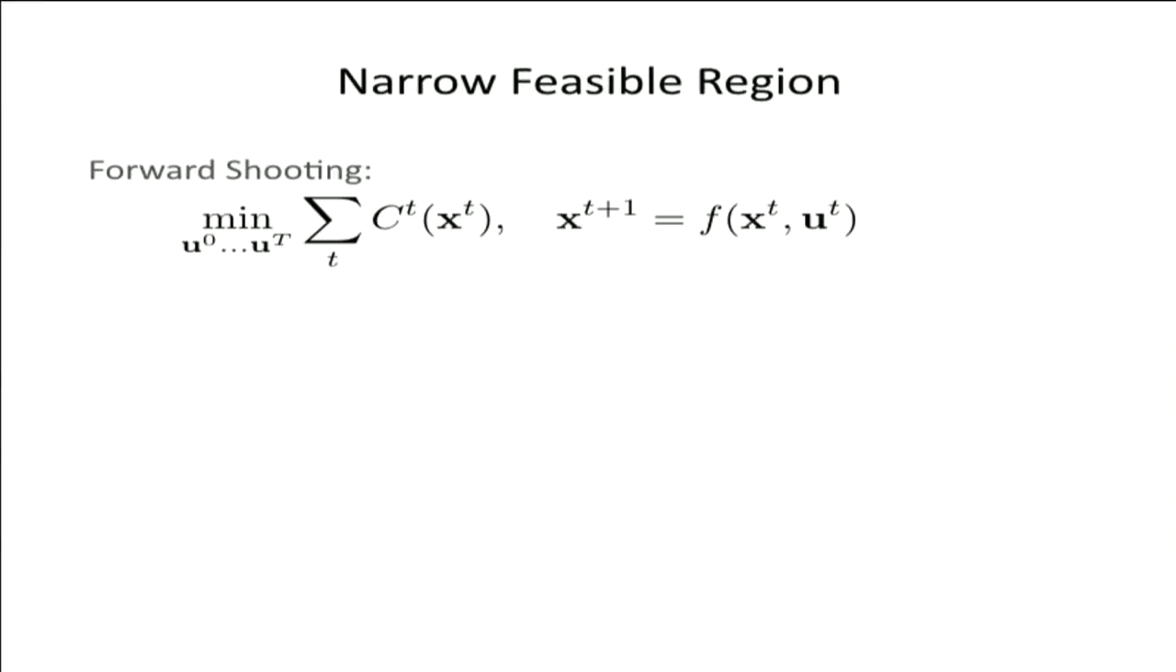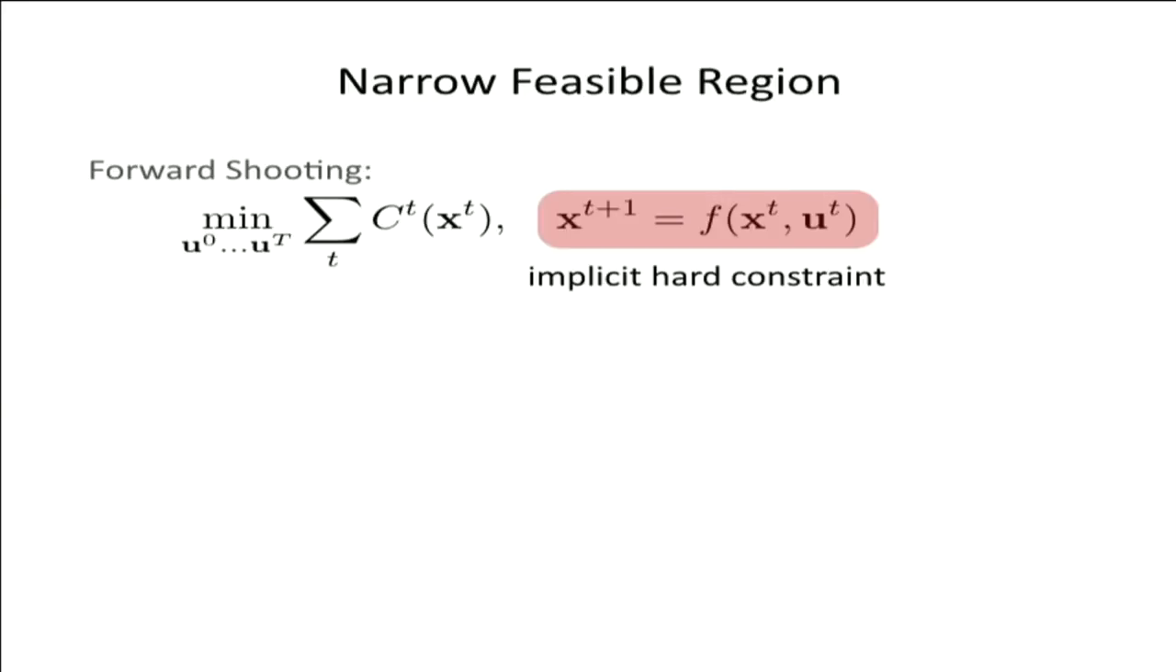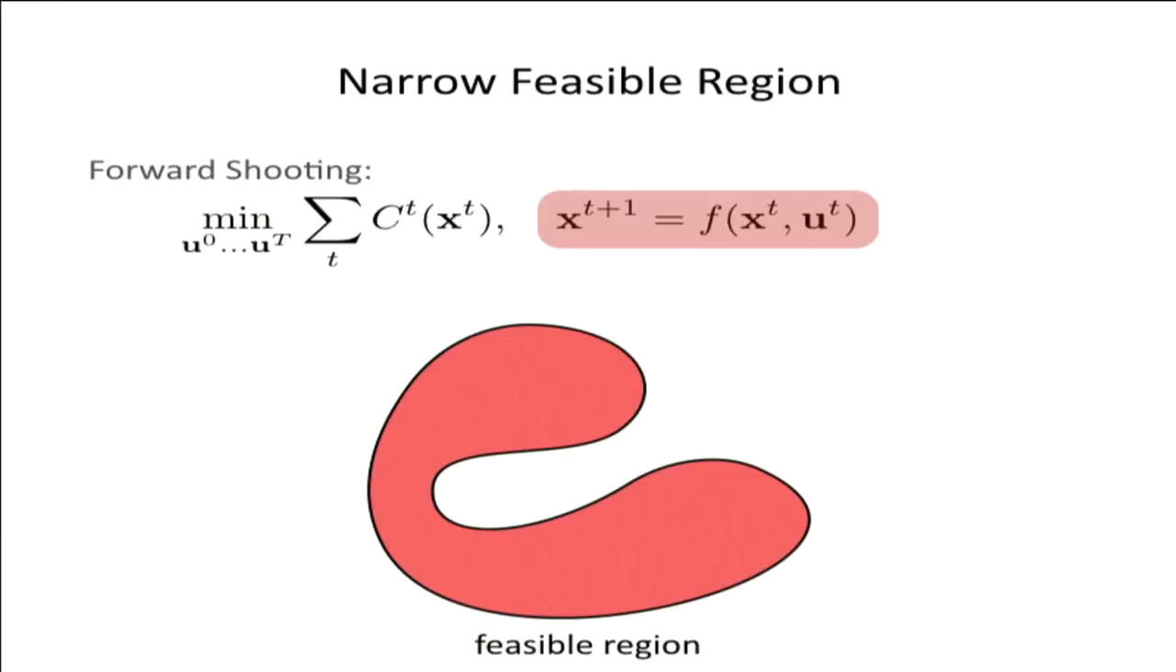Another issue that wasn't discussed too much, but is still very important, is that you have a very narrow feasible region with forward shooting methods. The dynamics function can be thought of as an implicit hard constraint on the space of trajectories. If this 2D sheet is the space of all possible trajectories, making sure that the trajectories obey the dynamics function only narrows you down to a particular feasible region in the space of trajectories.